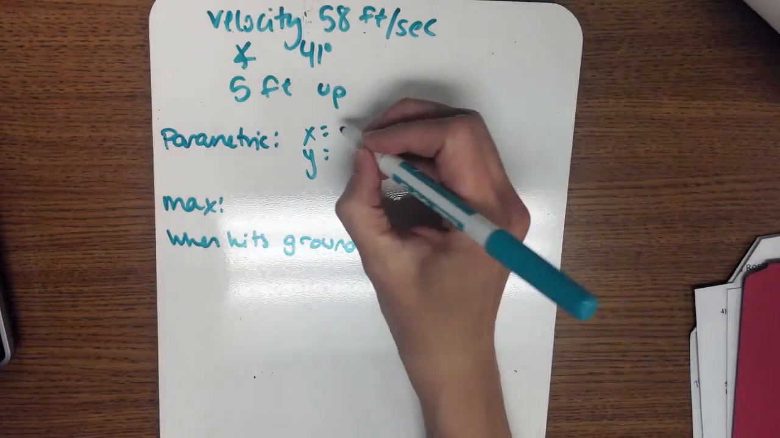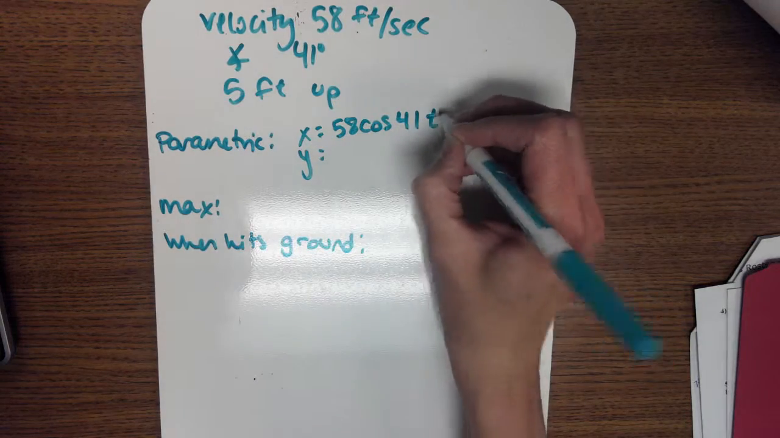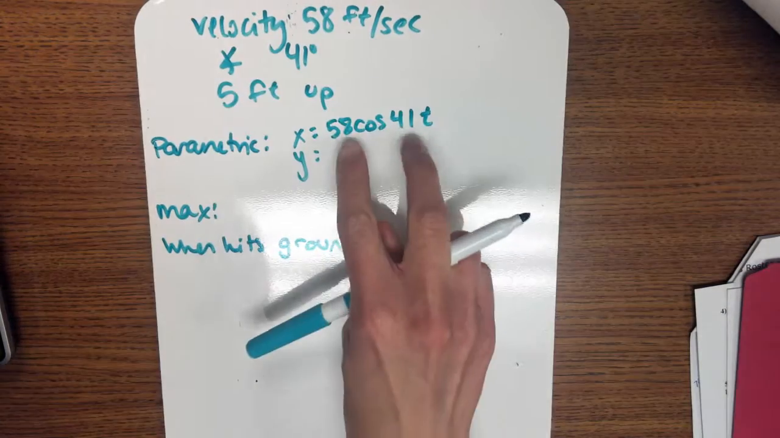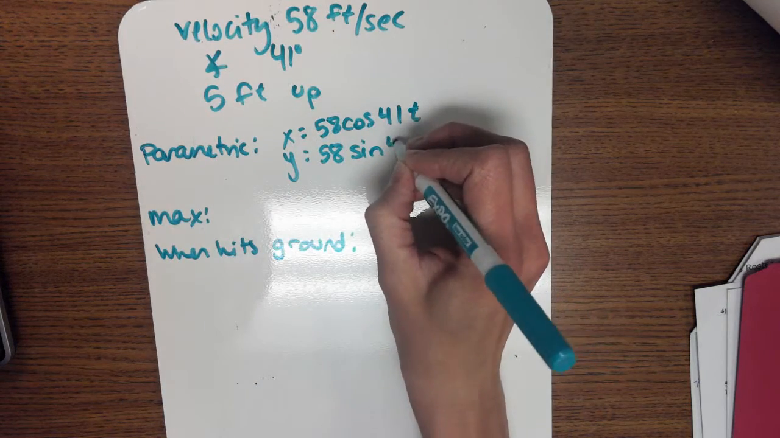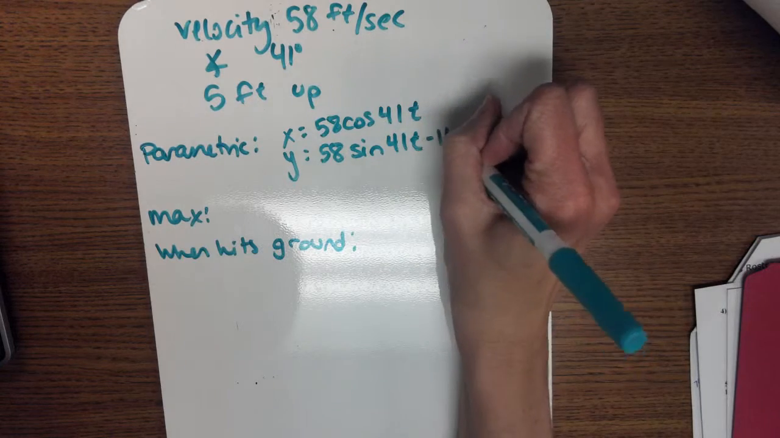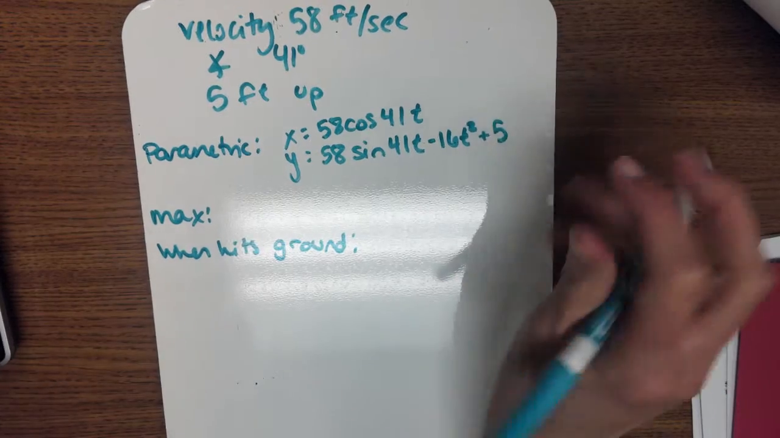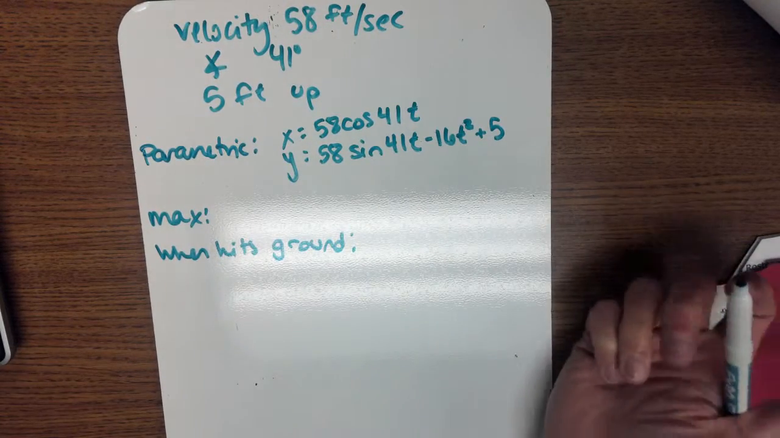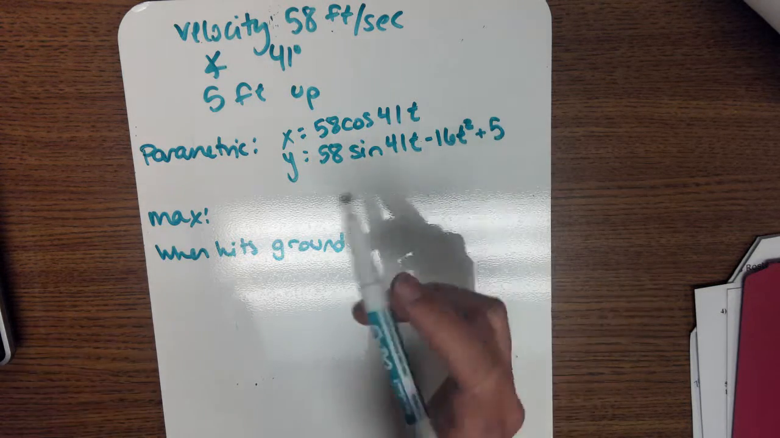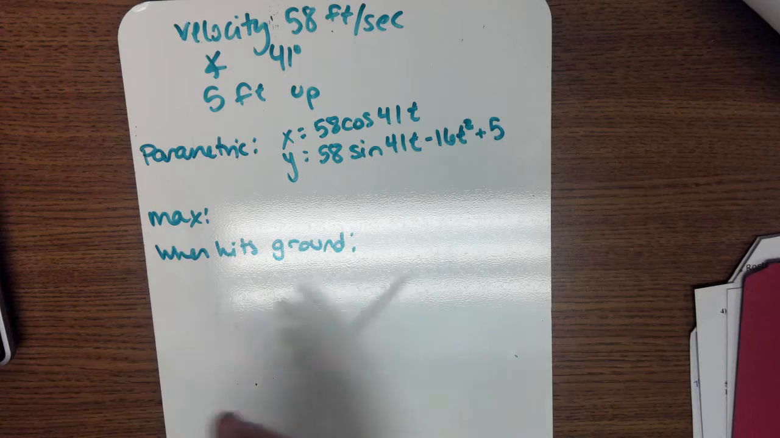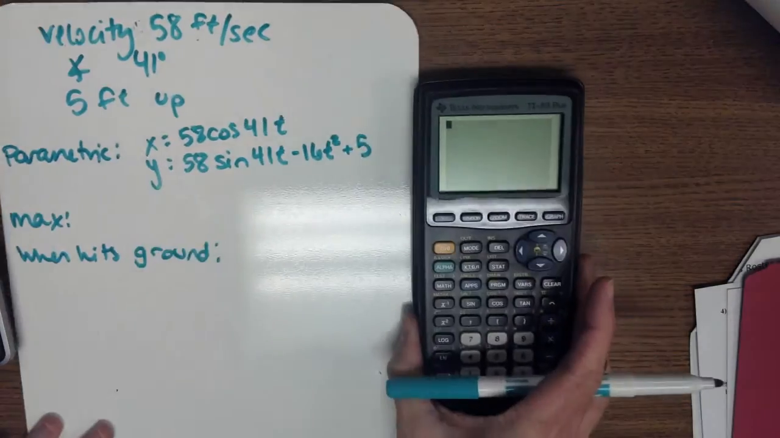For my x equation, it is just velocity times cosine of the angle times t, or time. Then y starts off similar, 58, but this time we're doing sine because that is the vertical. Then we've got minus 16t squared, that's the gravity being taken into account, and then we're starting 5 feet above, so that goes with the y. That's my parametric equation. If you wanted to, you can plug those in and get some decimals, that's fine, but I usually just leave it.